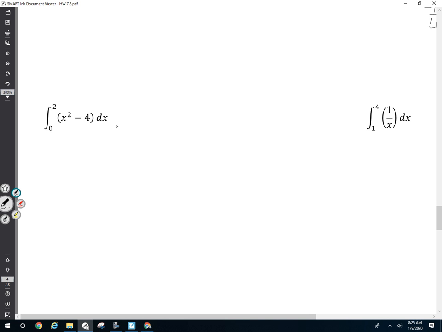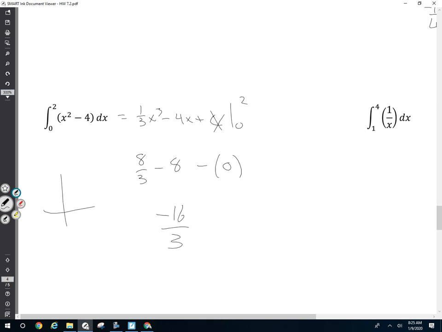A couple more practice of antiderivatives. This antiderivative is 1/3 x cubed minus 4x plus c. But when you find the change, the c's won't matter. You get 8/3 minus 8 minus 0. That's 24/3. 8/3 minus 24/3 is negative 16/3. So for x squared minus 4, the area from 0 to 2 is negative. So here's that negative answer. That's okay. Just understand, if you're below the x-axis, your area is negative.